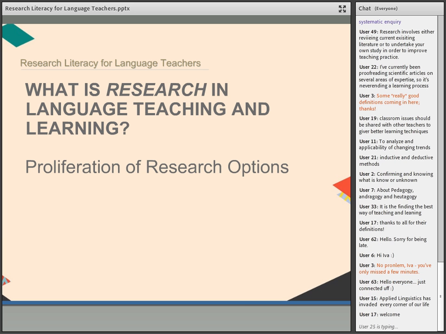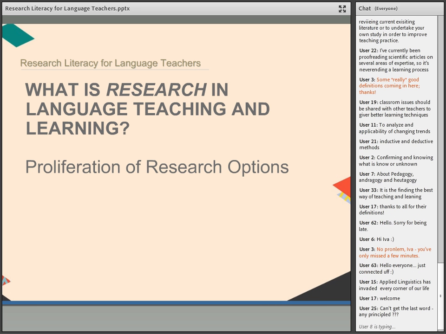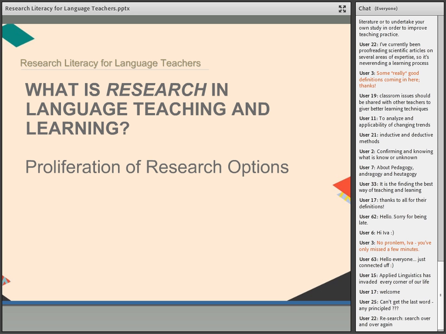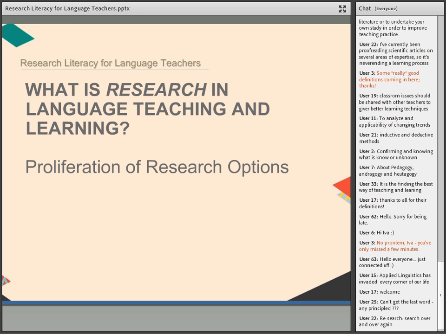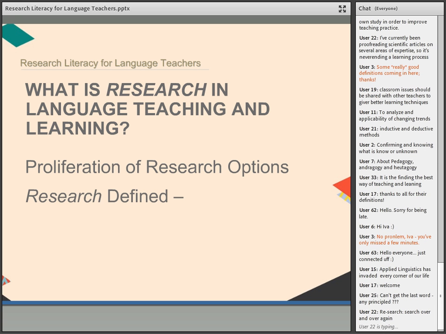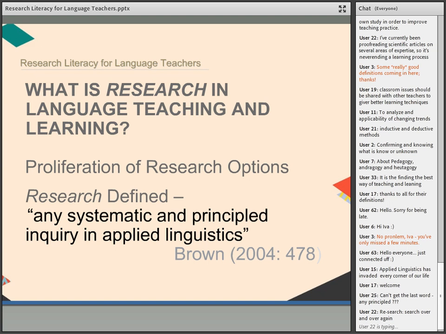But I find it just a little bit weak, and in fact in my 2004 article that's in the list of references, you'll find that I've updated that simple definition a little bit, and I would like to say that research basically is any systematic and principled inquiry in applied linguistics. So I've added the word systematic because to me research must not only be principled, but also should be orderly, should be methodical, should be precise, should be well organized, and all of those things are listed as synonyms for systematic in my computer's dictionary. So now we have a definition of research, any systematic and principled inquiry in applied linguistics.